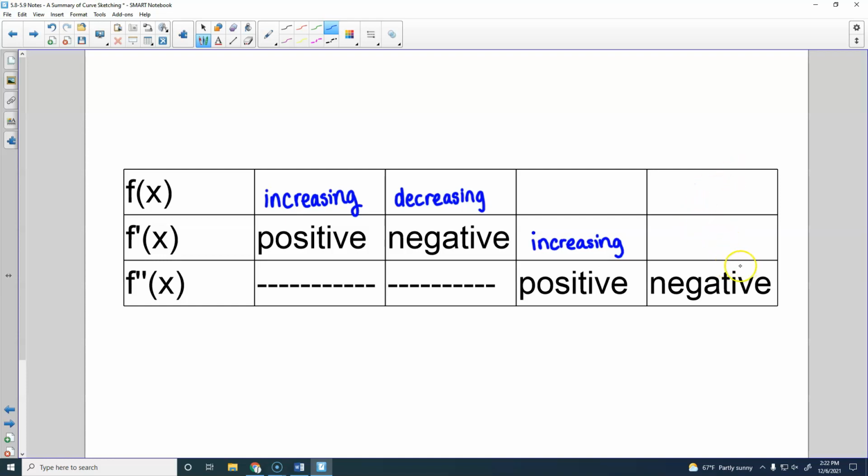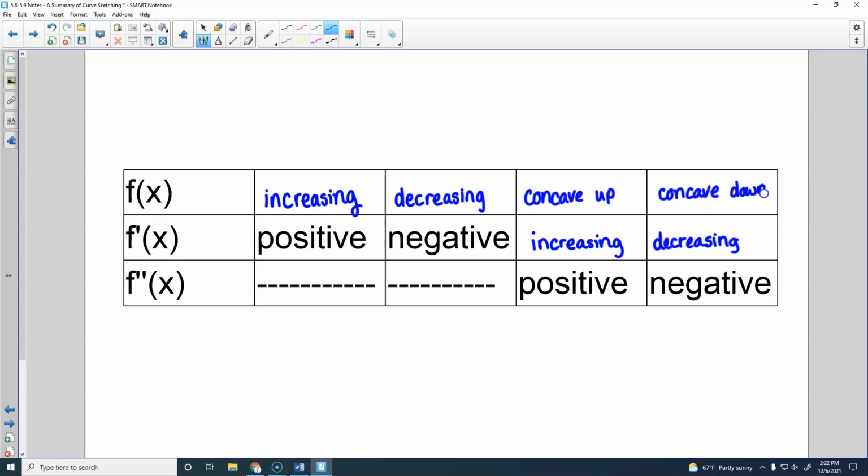Okay. All right. Negative would tell us that the first derivative is decreasing. All right. And if we know that the second derivative is positive, what does that tell us about the original function? Concave up. And then we'll have concave down over here.